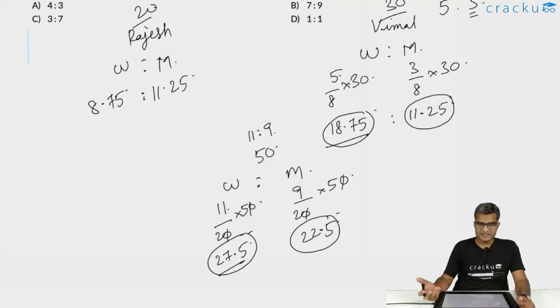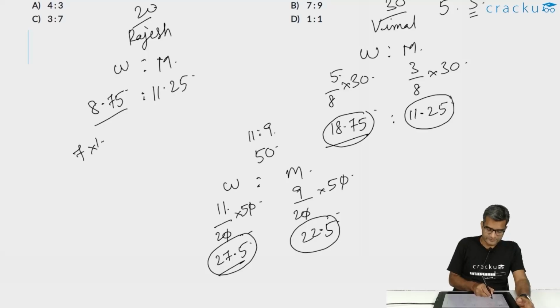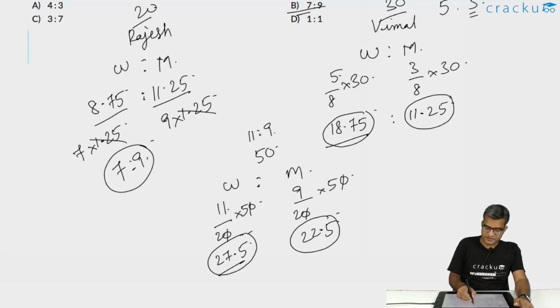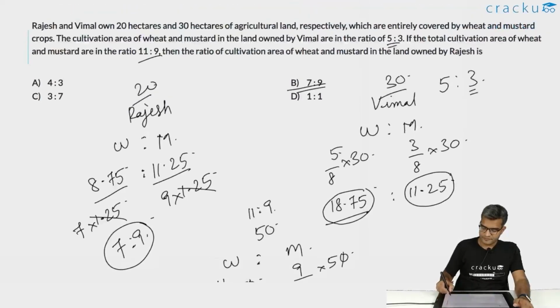Now we have to calculate this ratio. 8.75 is 7 into 1.25. 11.25 is 9 into 1.25. So you can cancel 1.25 on both sides. So the required ratio is 7:9, which is option B. This will be the answer.